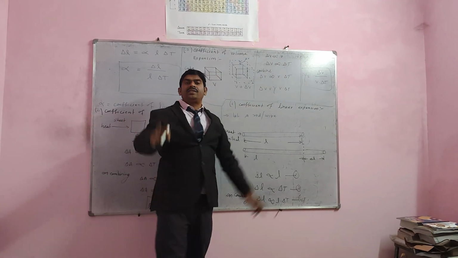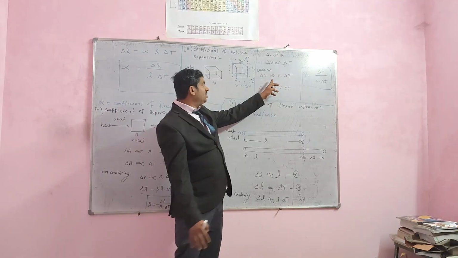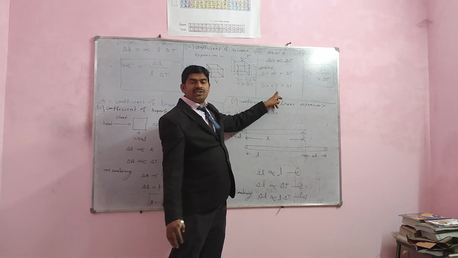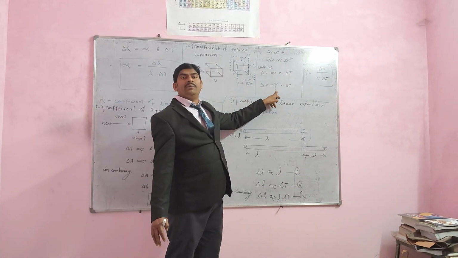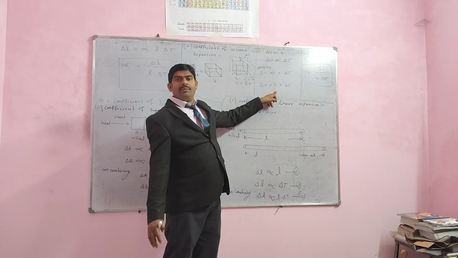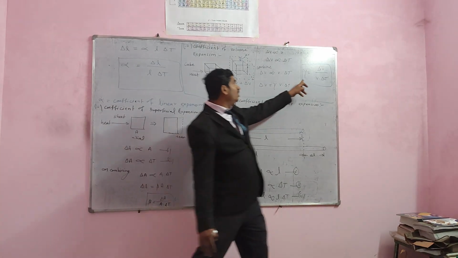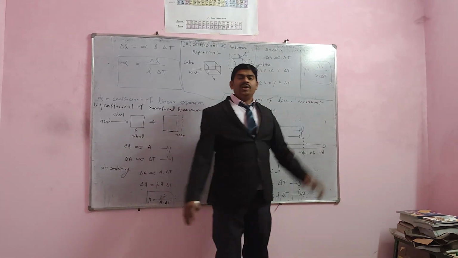If you remove this proportionality sign, you will get the next coefficient, that is gamma. It means gamma is equal to del V upon V into del T.